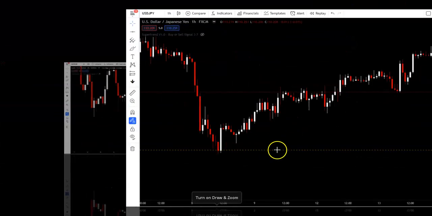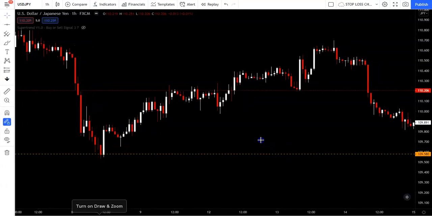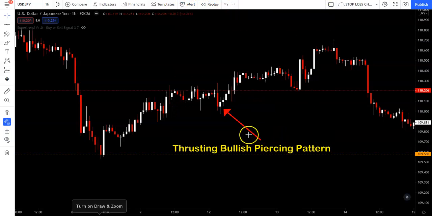Now we're on USD JPY, and we see another one here. That one is a thrusting. The body is a little longer, a little stronger of a candle, but it did close below the midpoint of the previous candle as well. Let's continue and look for more.